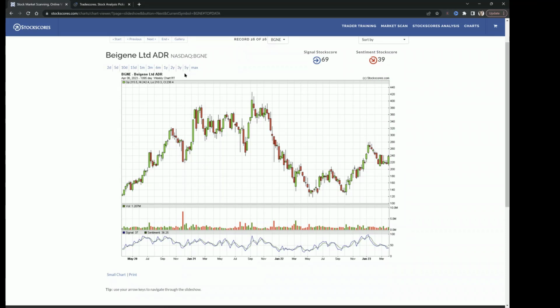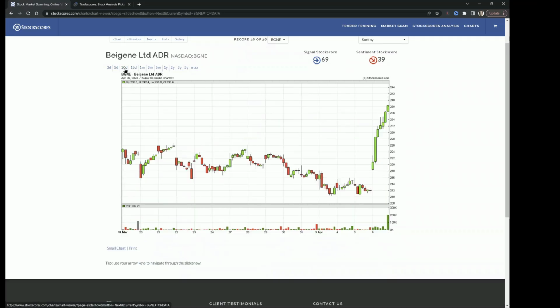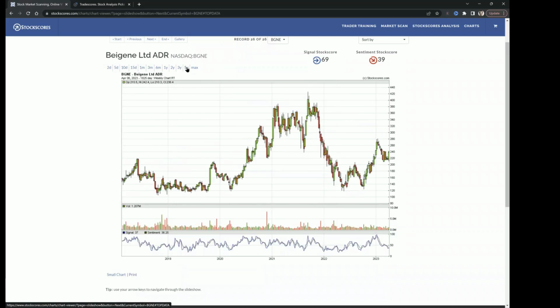Which chart do you look at? Depends on which time frame you're trading. If you're a day trader, you look at the 1-minute chart and the daily chart, maybe the 13-minute chart. If you're a position trader, you look at the daily and the weekly. If you're a swing trader, you look at the 15 or the 13-minute chart. And so the reason I put these fast links at the top here is so that you can very quickly change the time frame. All right, so that's a little bit of how the market scan works.